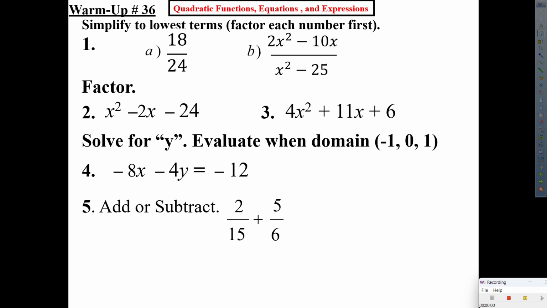Warm-up 36 is on the screen. Let's get started, please. By now, you should be able to do all of those by yourself. I'll give you about 7 minutes. Also, after that, get a Cornell note. We are moving on today, so stay focused. All right, copy it.